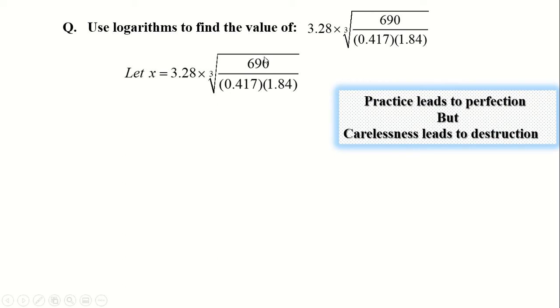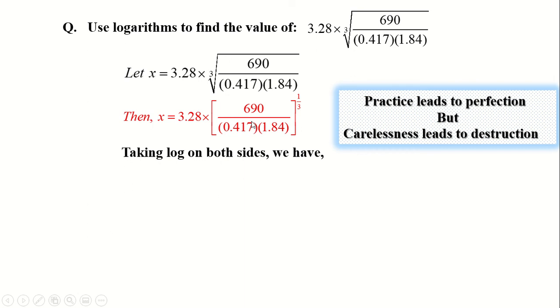First convert it into exponential form as x is equal to 3.28 as it was. Third root in radical form is converted into its exponential form. It may be written as 690 divided by 0.417 into 1.84 whole to the power 1 by 3. Then take log on both the sides.